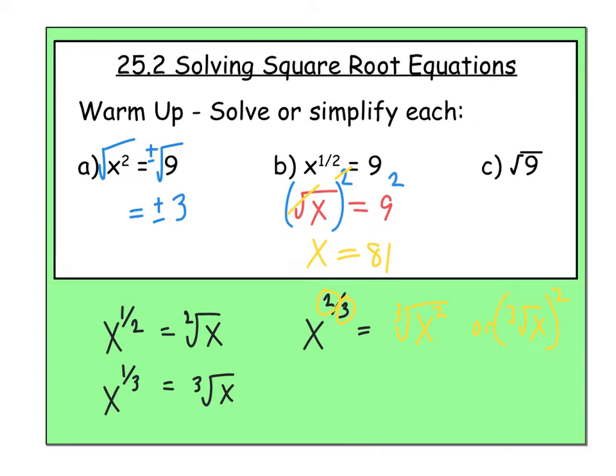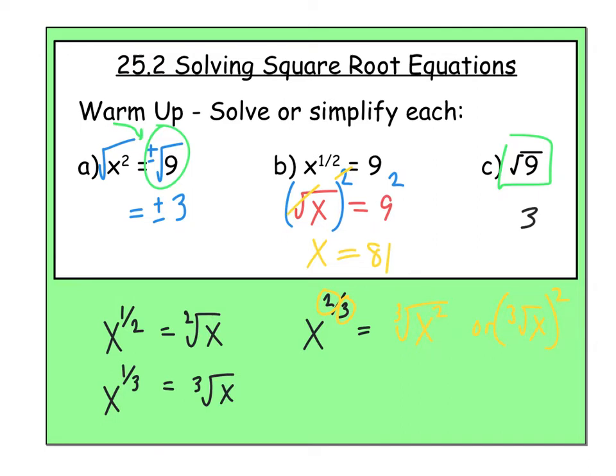Then part C from our warm-up. The square root of 9 is just 3, similarly to what we did in part A. But note, if it's just a square root, we don't have to include the negative 3. This is called the principal square root, and they just want the positive answer. We included the plus and minus over here because we were solving an equation, and we had to do the positive and negative square root of 9.